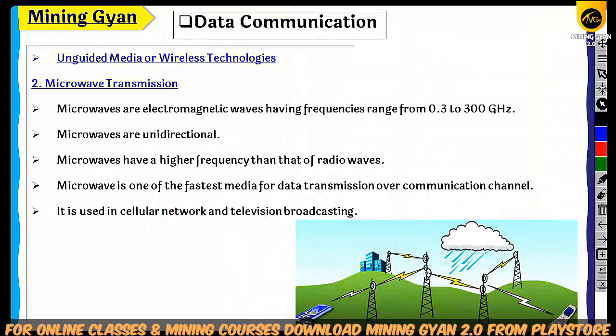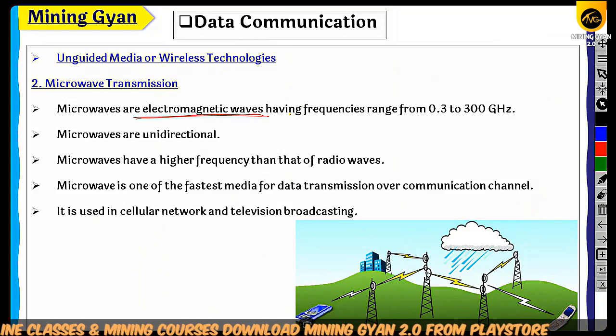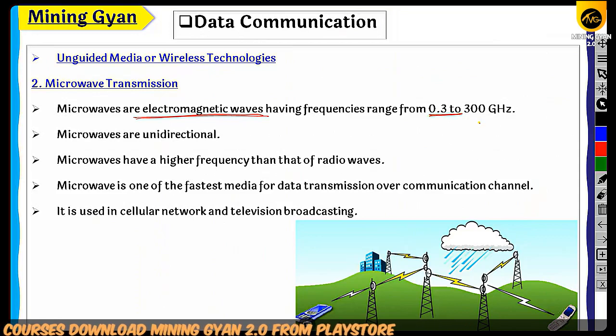Now the next one is microwave transmission. Basically, microwave transmission is used in mobile networking. Microwaves are electromagnetic waves. Basically this transmission uses electromagnetic waves as the medium, having a frequency range from 0.3 gigahertz to 300 gigahertz. Microwaves are unidirectional.